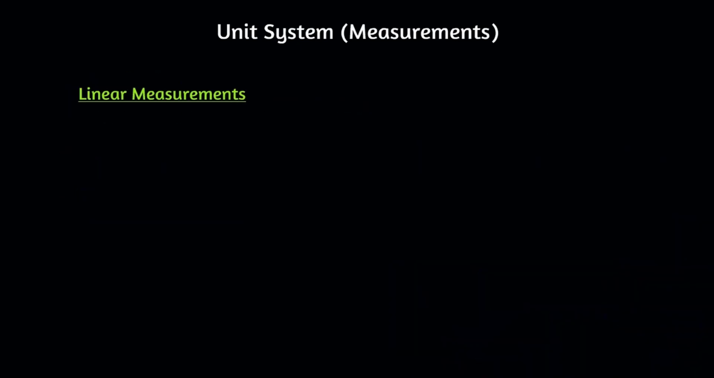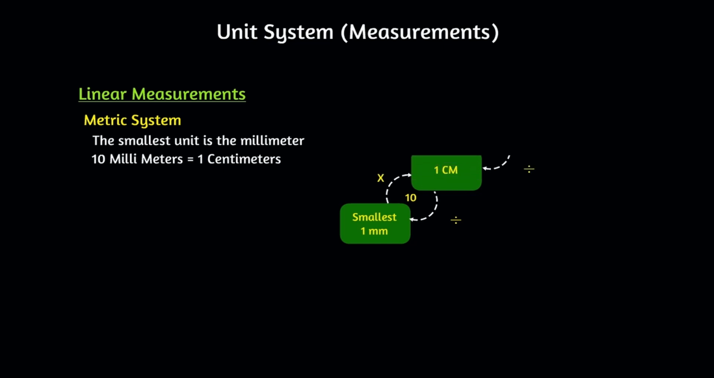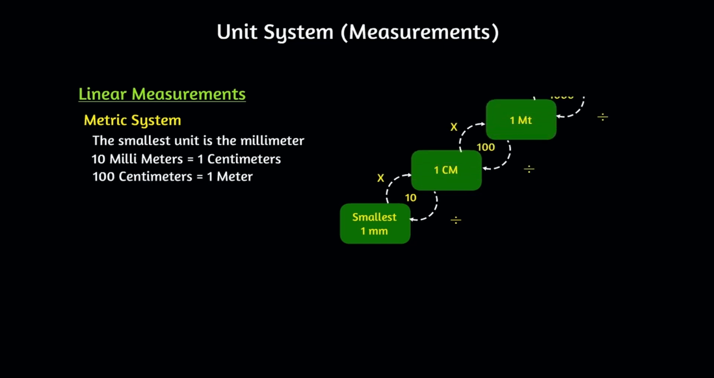Let us first discuss linear measurements in the metric system. The smallest unit of measurement in meters is the millimeter. 10 millimeters is 1 centimeter. 100 centimeters is 1 meter. 1000 meters is 1 kilometer.